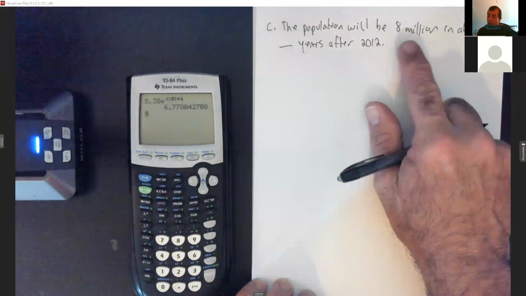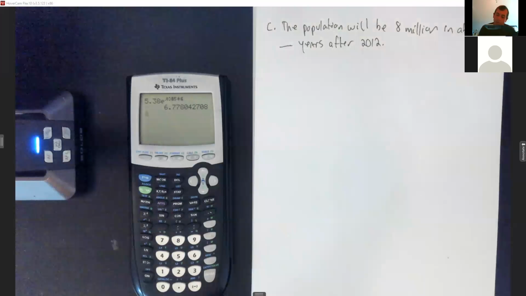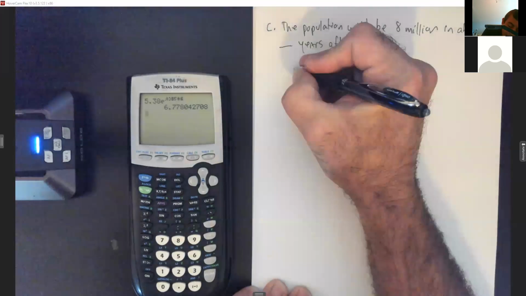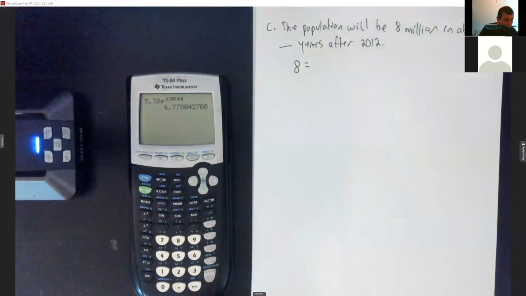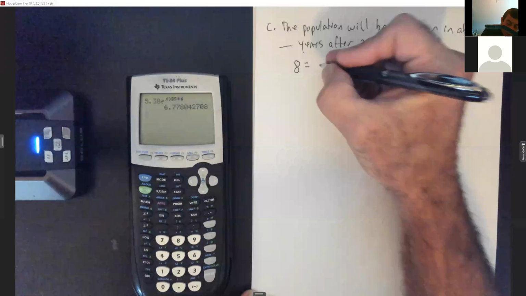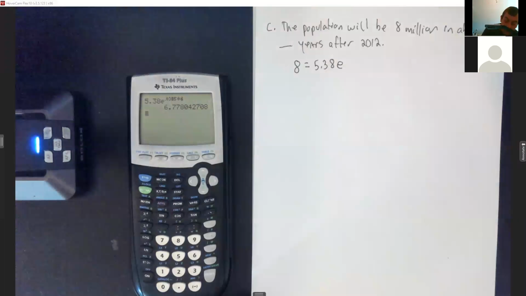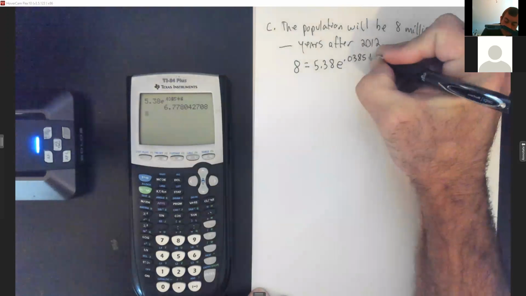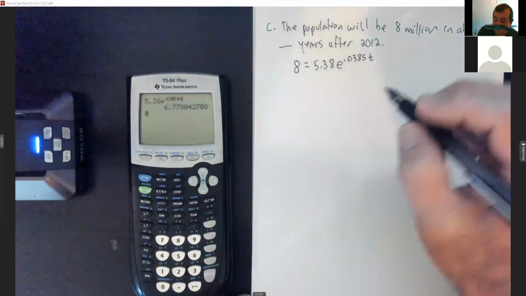All right, so we want to know when will it be 8 million. So we're looking for the t in this equation. Since we're looking for the 8 million, that's going to be my final amount, so I would put my 8 million in for my P of t. And then our equation was 5.38 e to the kt. My k is still 0.0385 times t. So in this formula, we are solving it for the t now.